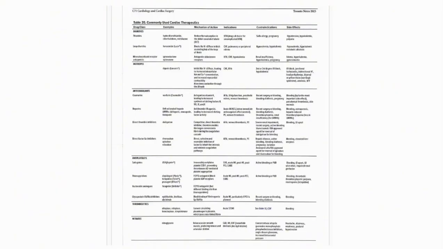Direct thrombin inhibitors. The representative drug is dabigatran. It directly inhibits thrombin, preventing fibrin formation. Used for atrial fibrillation, venous thromboembolism, and pulmonary embolism. Contraindications include severe renal impairment, active bleeding, and recent surgery. The major adverse effects are bleeding and gastrointestinal upset.